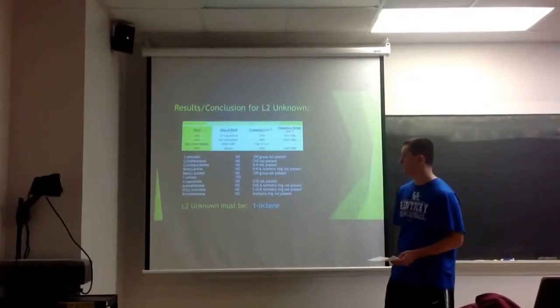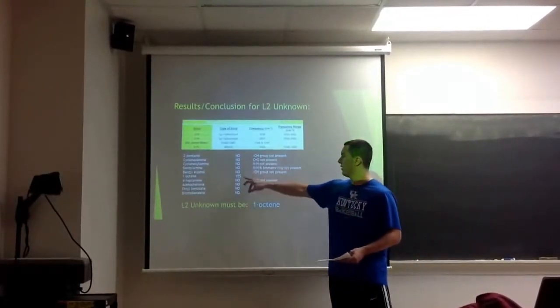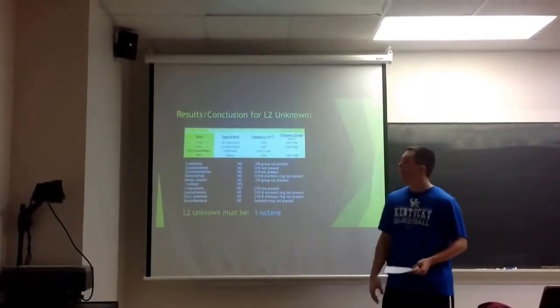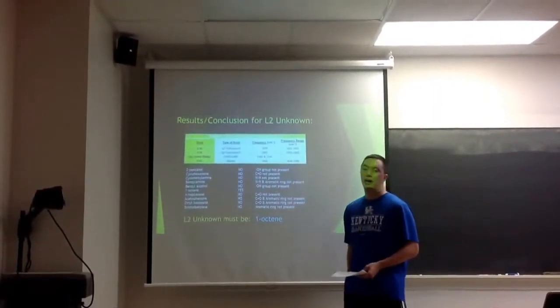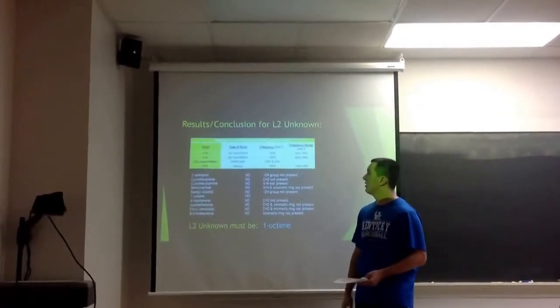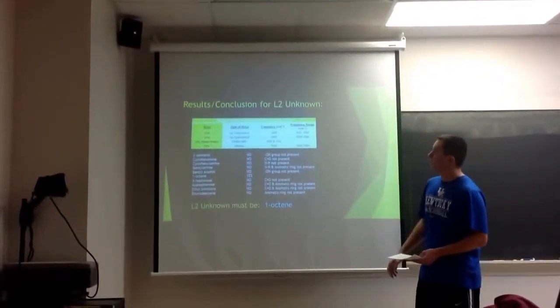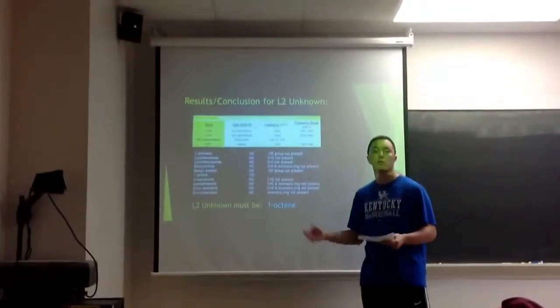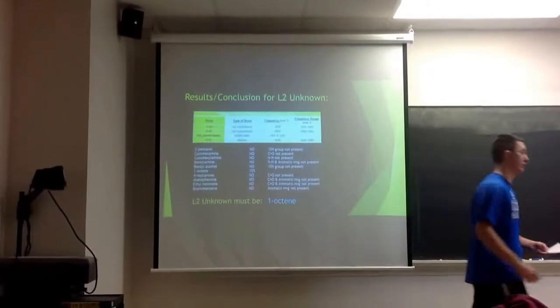So that leads me to believe that this alkene up here gets me to lean toward 1-octene, especially since it shows an sp2 hybridized CH bond around 3078. So for L2 we got 1-octene. That's our conclusion.